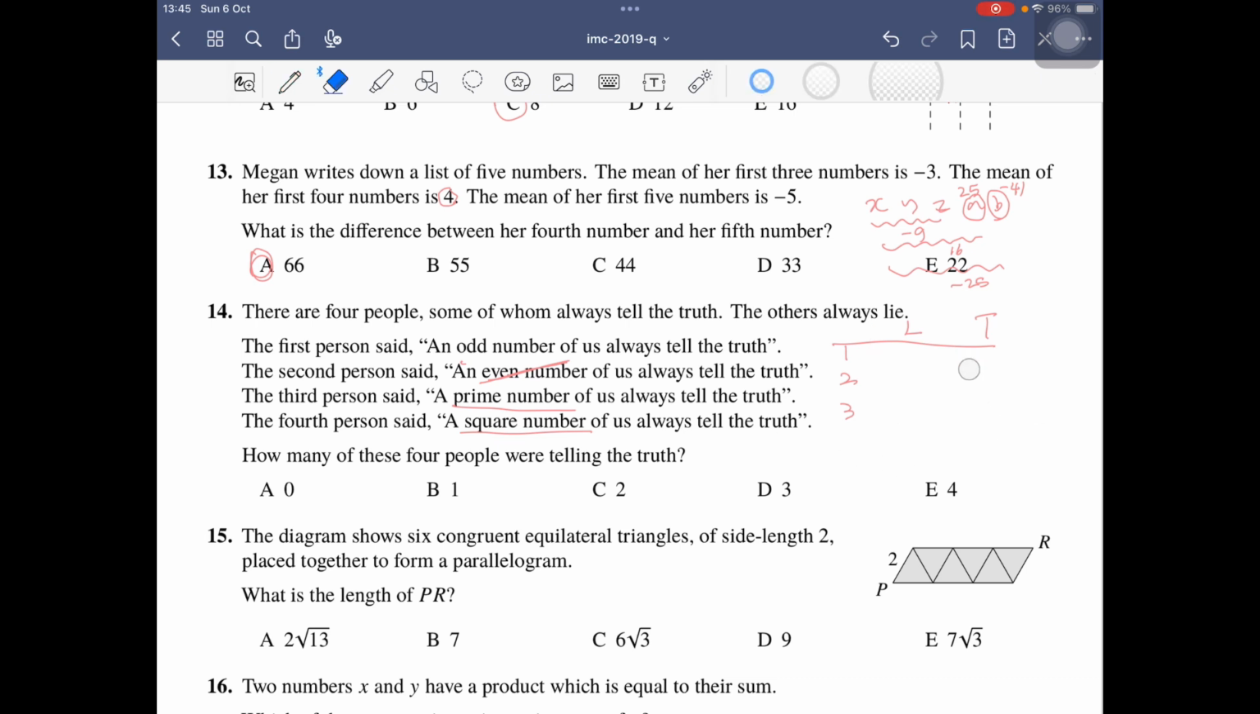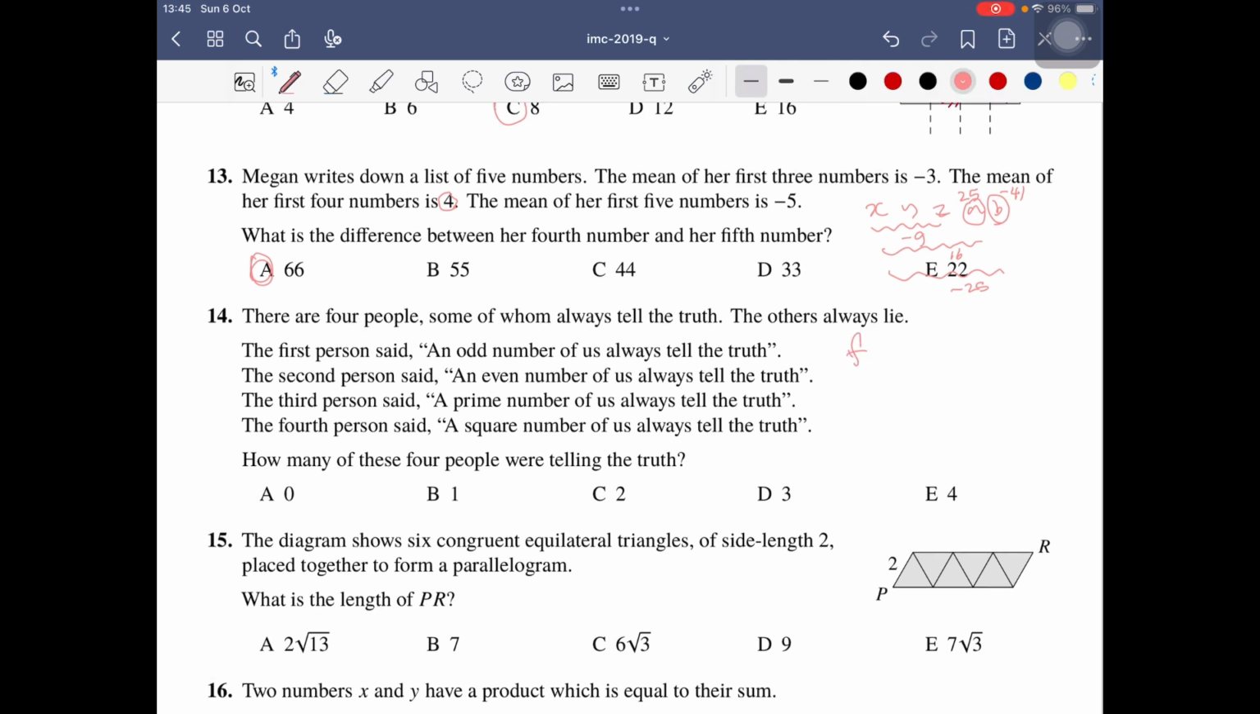I think we can find it like this. Let's say the number of people is 1 person, or 2, or 3, or 4. If 1 person is telling the truth, then let's say A, B, C, D. A is telling the truth: odd number, and it is not a prime number, and square number, D. So this doesn't make sense because this is not 1 person.